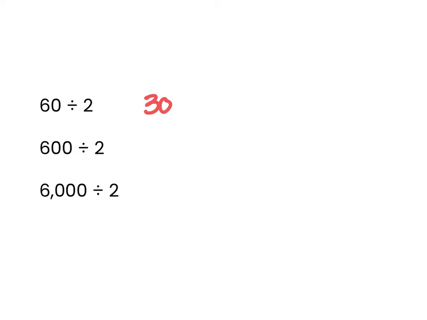What about 600 divided by 2? Well, that's going to be 300. And then 6,000 divided by 2 is 3,000. So when you look at those three answers, what do you notice about them?